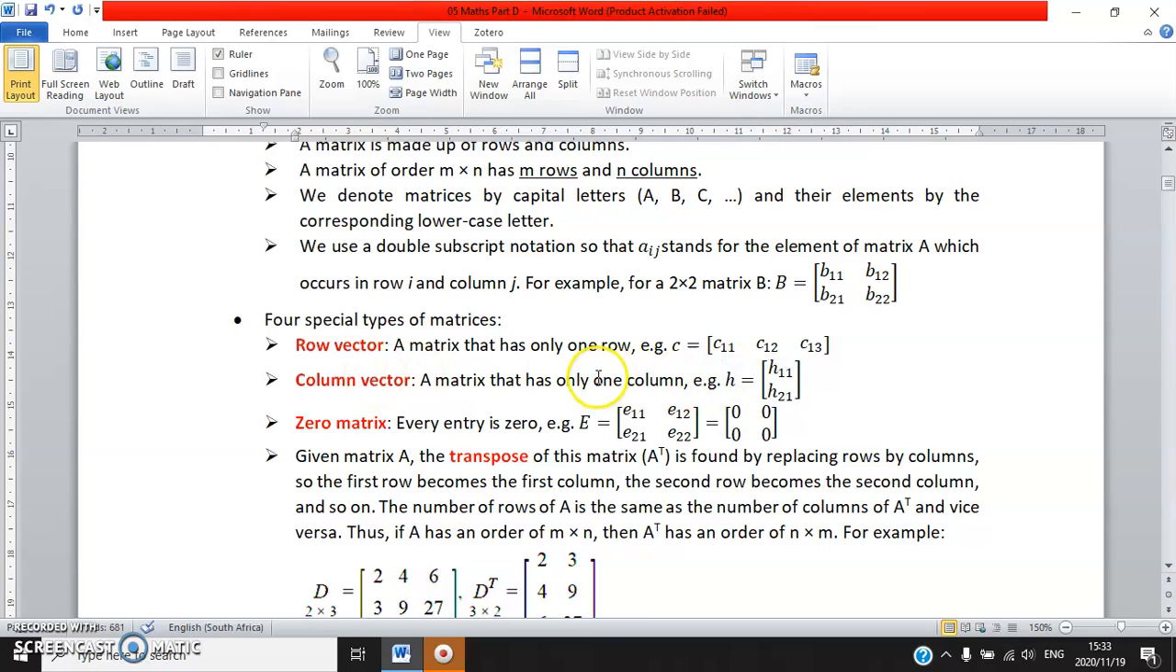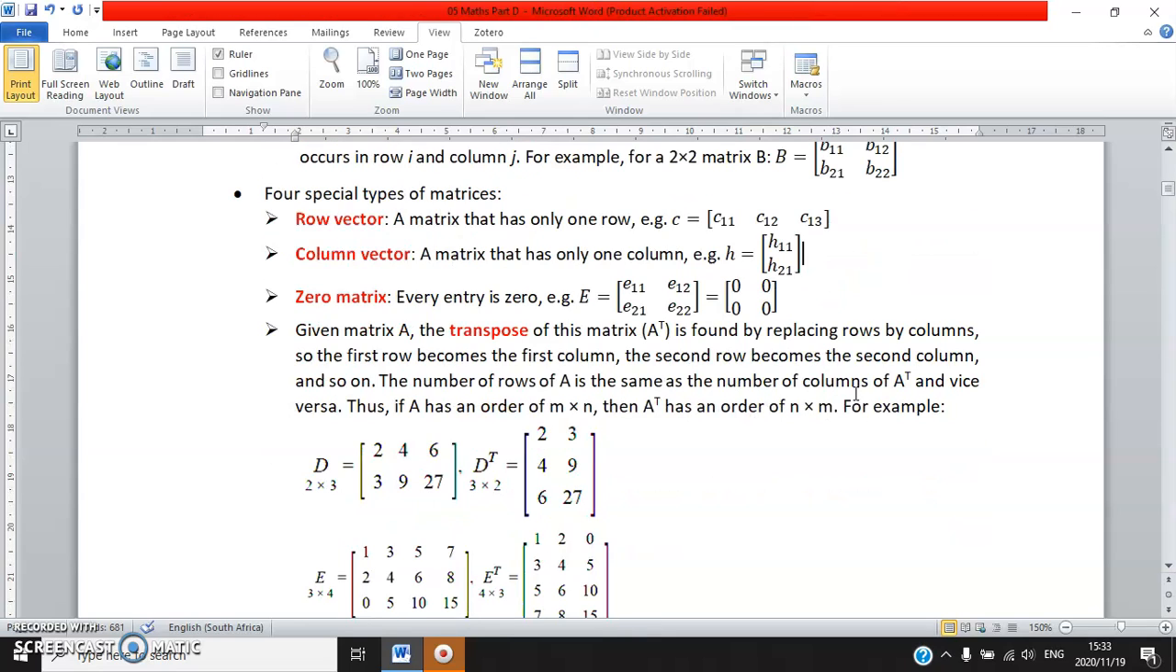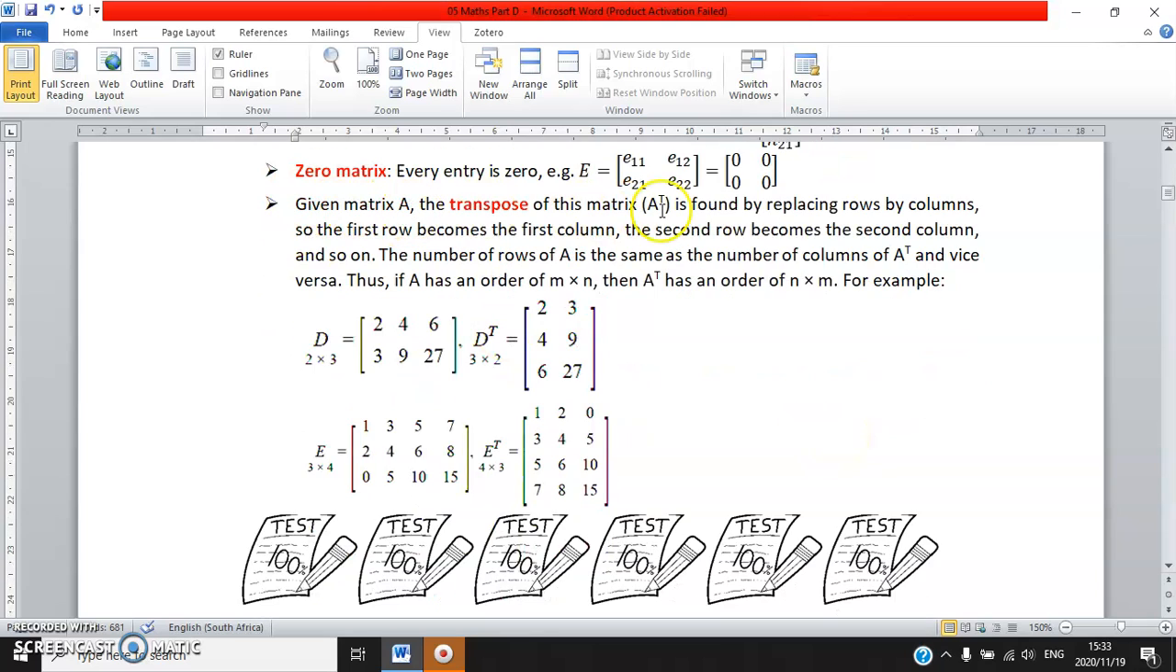Column vector, meaning the matrix has only 1 column. So this is an example. It is strictly speaking a 2 times 1 matrix, 2 rows, 1 column. So that explains the element H11 coming from first row, first column, and then H21 coming from second row, first column. And then if all the entries are equal to 0 in the matrix, we call it zero matrix. So this is an example, a 2 times 2 matrix E, and then all the entries are 0. Okay, happy with that?